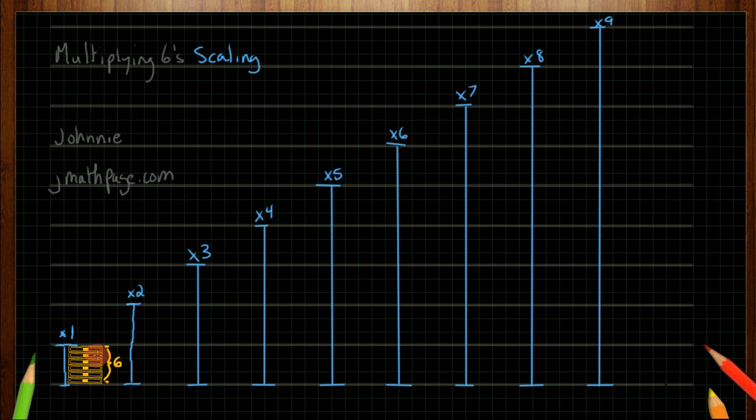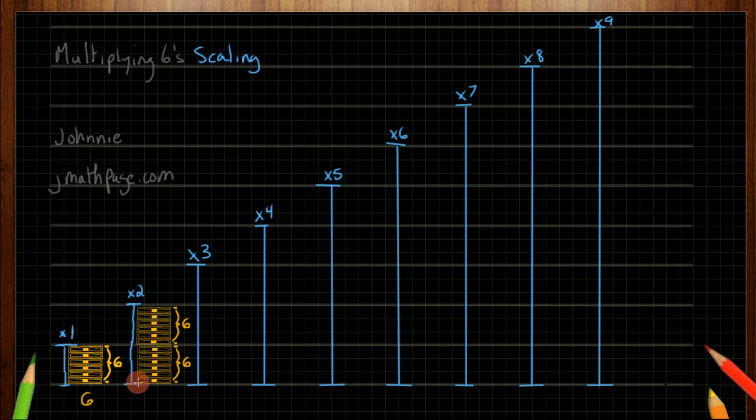Okay, but how many boxes are there altogether in one stack of 6 boxes? Well, there's just 6 boxes here, right? But what if I want to double this stack of 6 boxes? How many boxes will I have altogether then? Well, let's see. 1 stack of 6 boxes, 2 stacks of 6 boxes.